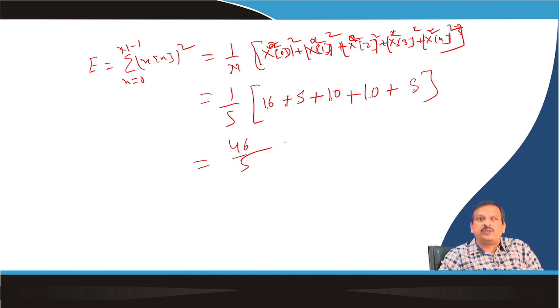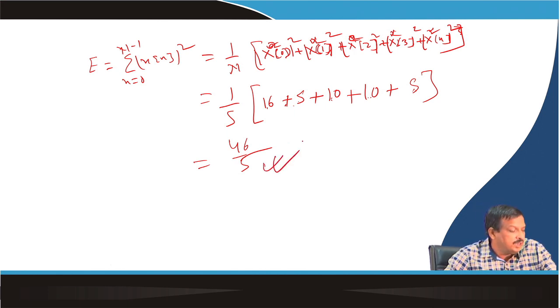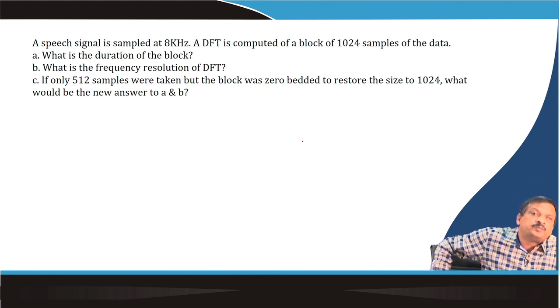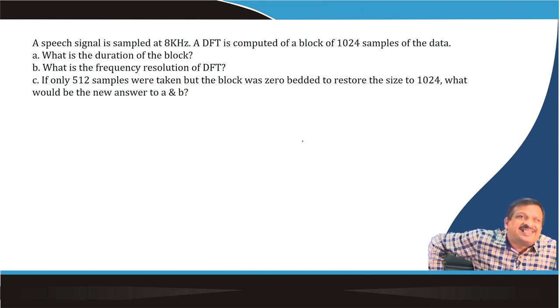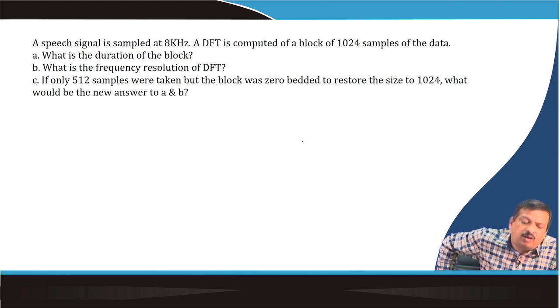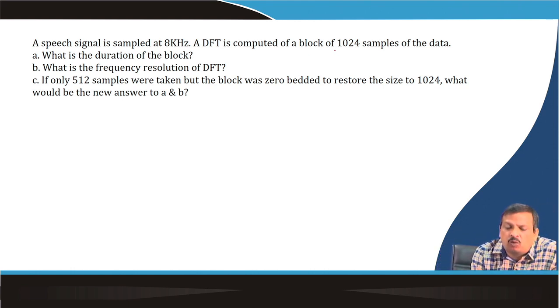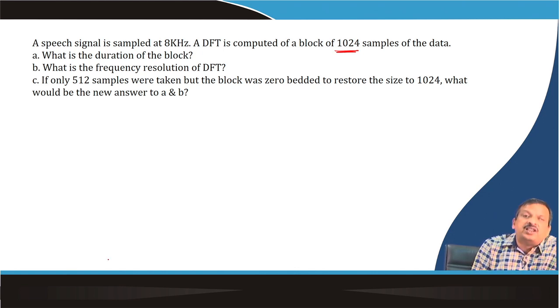Okay. So, that is the energy of the signal. Similarly, let us say this one. A speech signal is sampled at 8 kilohertz. A DFT is computed of a block of 1024 samples of the data. What is the duration of the block?